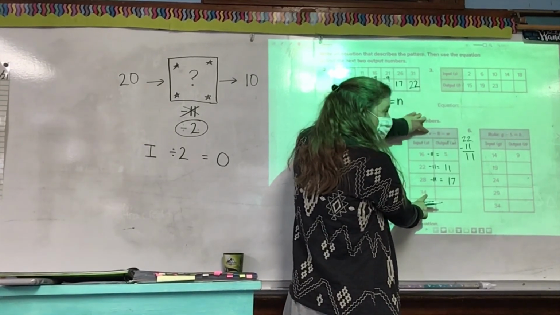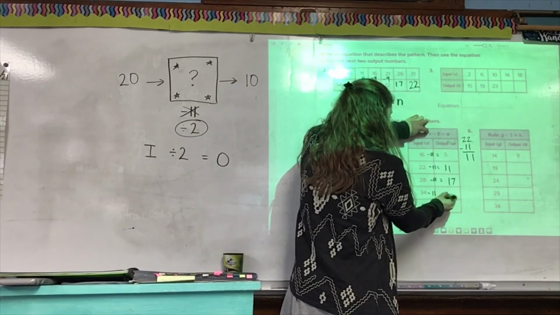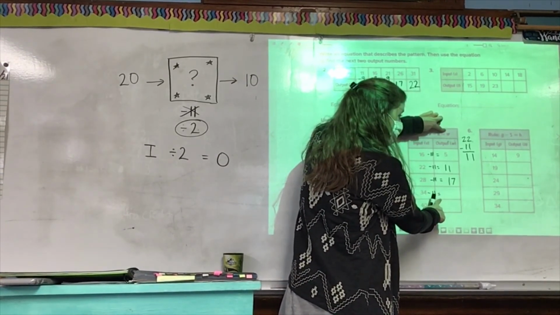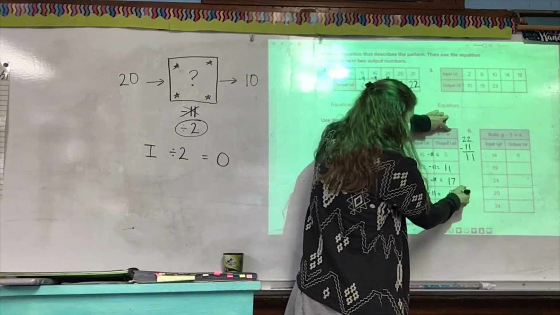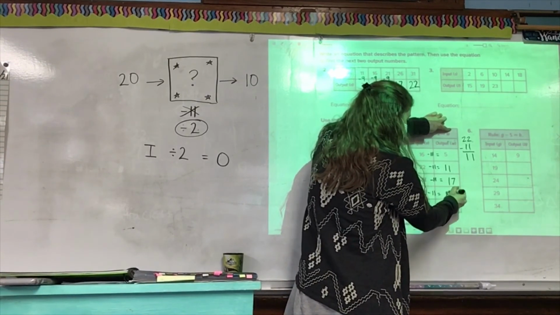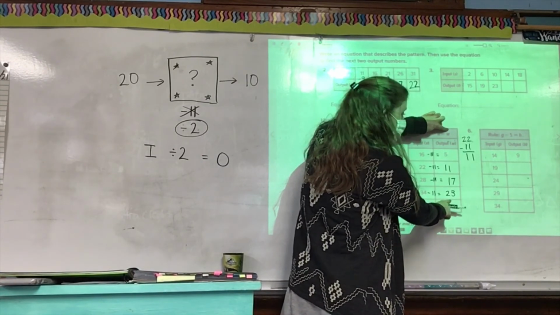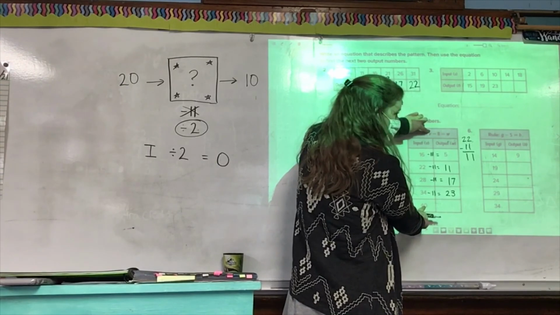What are we doing to 34? We're subtracting 11. 34 minus 11 equals, let's look at the ones place, 4 minus 1 is 3. Tens place, 3 minus 1 is 2. So 34 minus 11 equals 23. Now 40. What are we going to do to it?